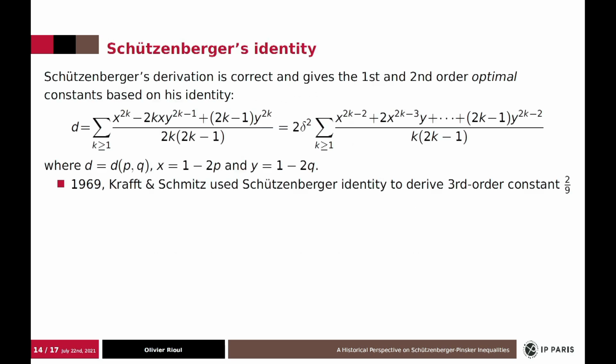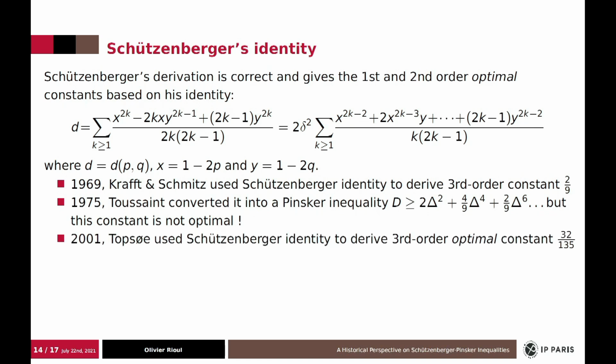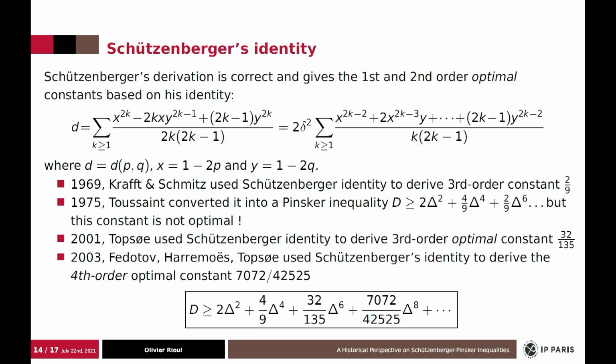So this is the story about the wrong constant, but still, Schützenberger's derivation is correct and gives the optimal first and second order terms of Pinsker's inequality, and even more than that. Kraft and Schmitz used Schützenberger's identity to derive the third order constant, which was 2/9, which was converted to a Pinsker inequality by Toussaint. And much more recently, Topsøe found that the best optimal constant in order 3 was 32/135. And all this used Schützenberger's identity. So, the 1953 thesis of Schützenberger.